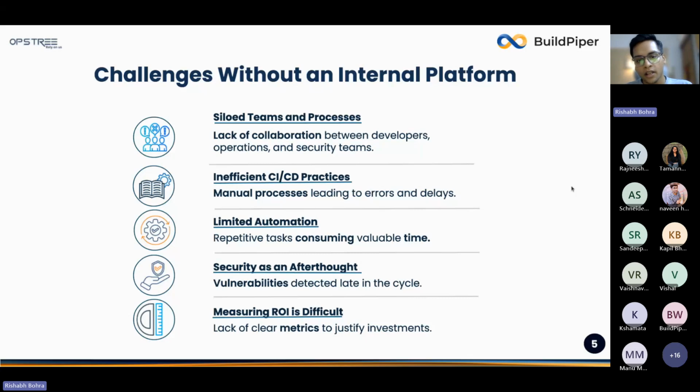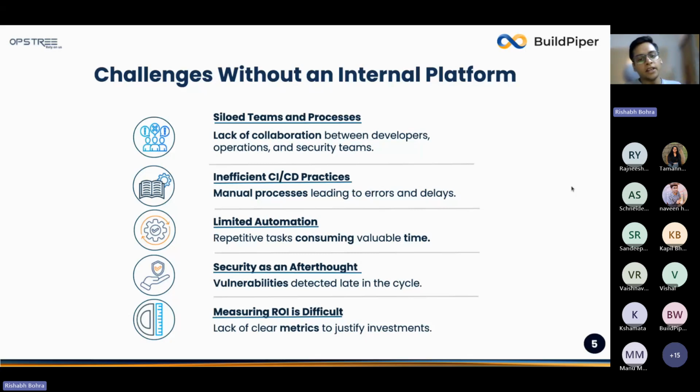And then a lot of cost also is being spent to manage these tools and respective teams who are handling these tools as well. So the very first challenge without an internal DevOps platform or a DevSecOps platform is the siloed teams and processes, where there is a lack of collaboration between different teams. It could be developers, operations, security teams, infrastructure teams, etc. And that collaboration, if you keep it within a group or over a mail chain, is not as productive as it could have been.